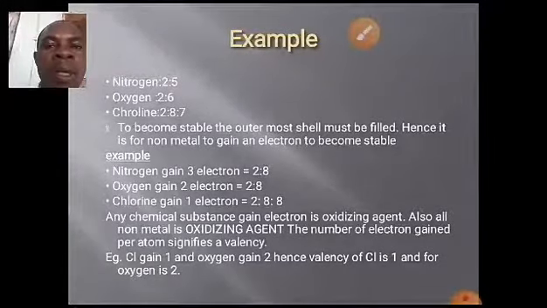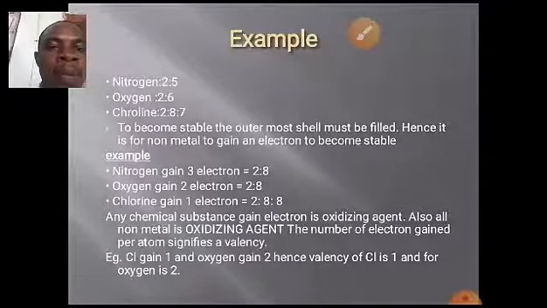That's why non-metals gain electrons. And the substances that gain electrons are known as what? Oxidizing agents. So any chemical substance that gains electrons is an oxidizing agent. Also, all non-metals are oxidizing agents. The number of electrons gained per atom represents the valence of that element.